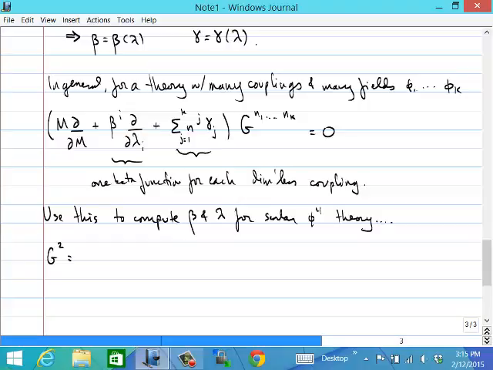So what I'd like to do now is use this Callan-Symanzik equation to compute the beta functions of scalar phi 4 theory. Okay, so how does this work? Well, let's first think about the two-point function. The two-point function, working in perturbation theory, is given by the free two-point function plus the one-loop two-point function plus a counter term that cancels the divergence at one loop plus higher order terms.